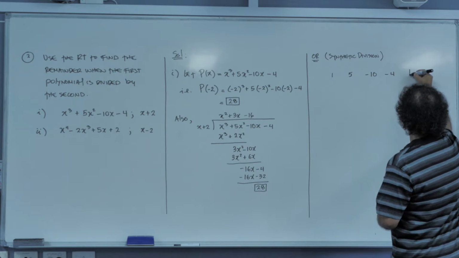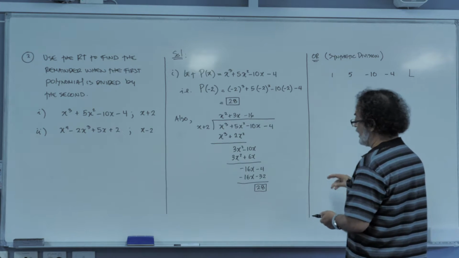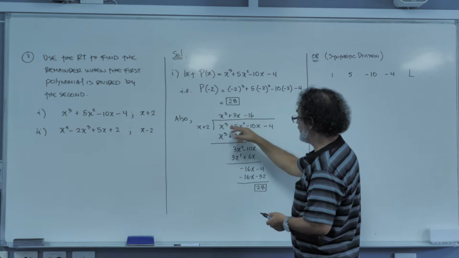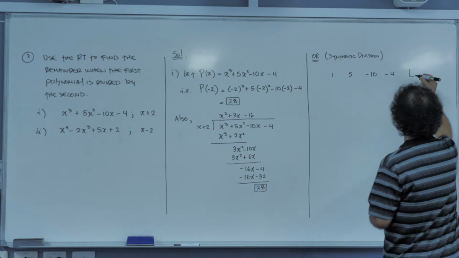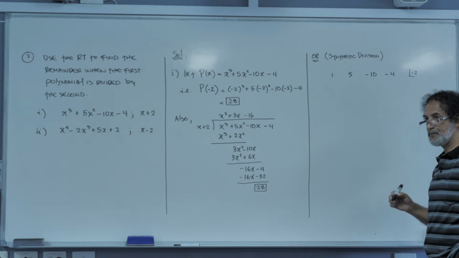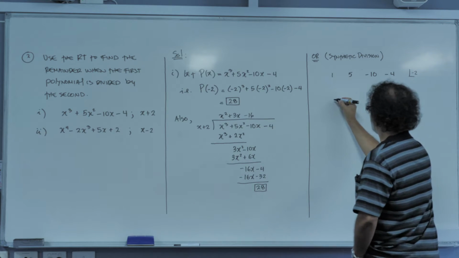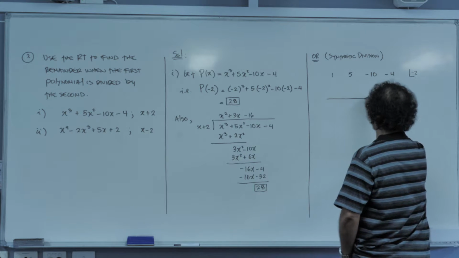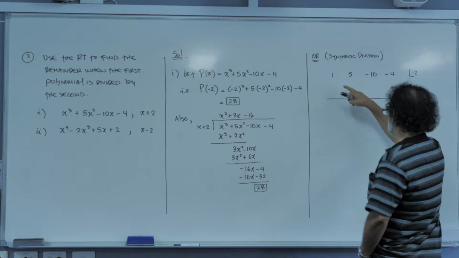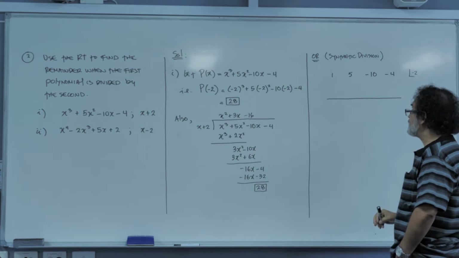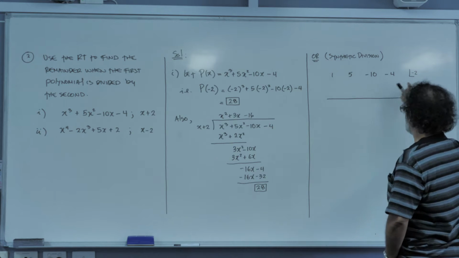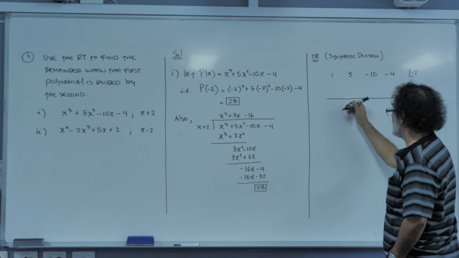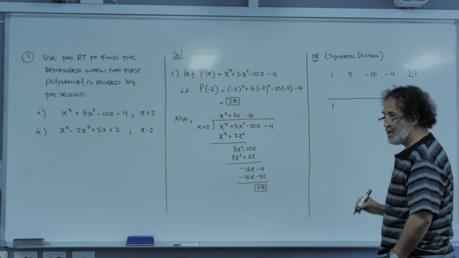Okay, and then somewhere here you can put the opposite of this number, so we're going to put negative 2. Okay, so we put negative 2. All right? And then you're going to draw a line, and you're going to leave some space in here. And then you bring the first coefficient down, so you're going to put the first coefficient down there.